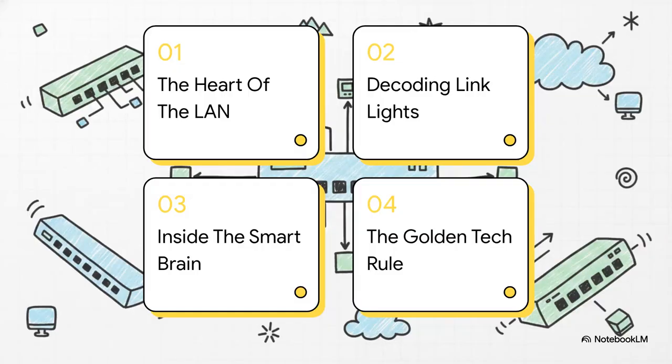Okay, let's dive right into this. Here is our roadmap for the explainer. First up, the heart of the LAN. Number 2, decoding the link lights. Third, inside the smart brain. And finally, we'll wrap up with the golden tech rule.